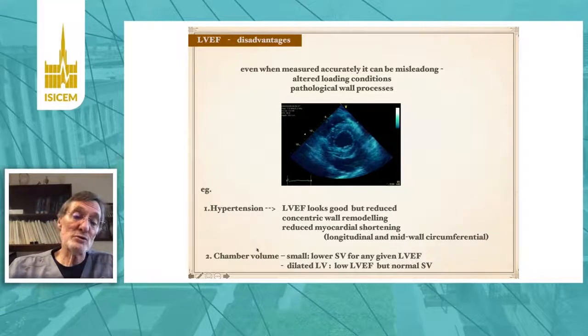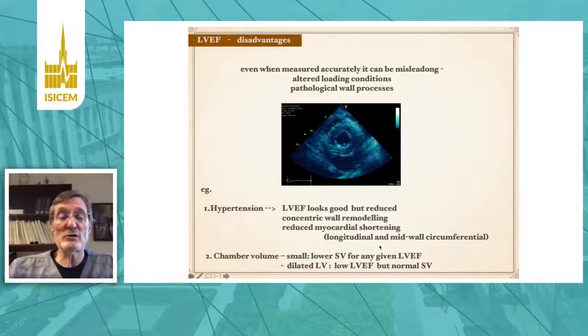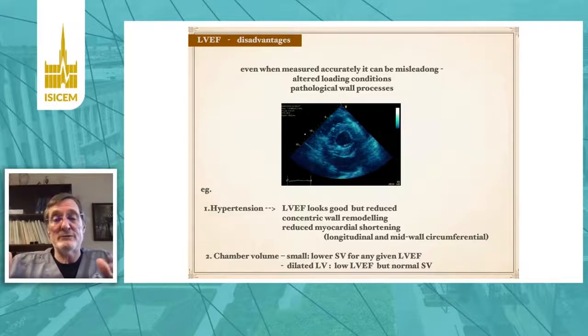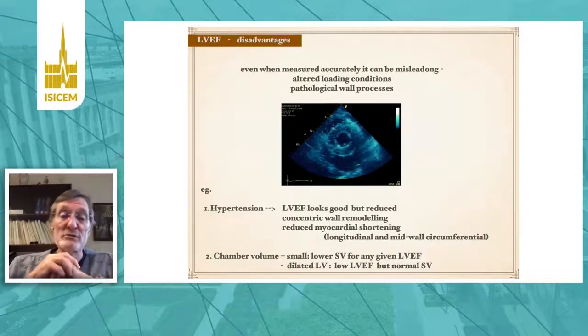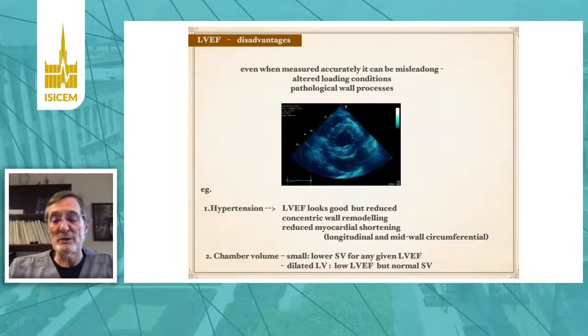The second group, of course, is the chamber size. You can have a really small chamber with a very good ejection fraction, but in fact, you've got a very small stroke volume and a very small cardiac output. Conversely, if you have a very big left ventricle, the ejection fraction might be quite small, but your stroke volume is in fact equal to that of a person with a normal sized ventricle, because the amount you eject during systole is equal to the stroke volume in a normal heart.